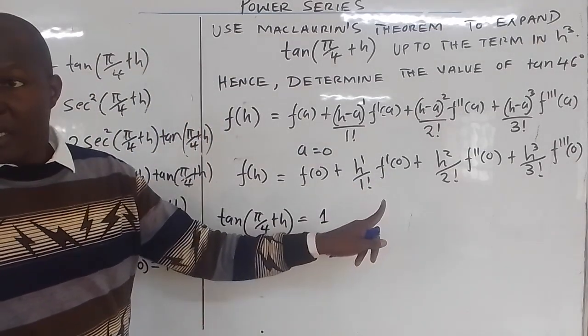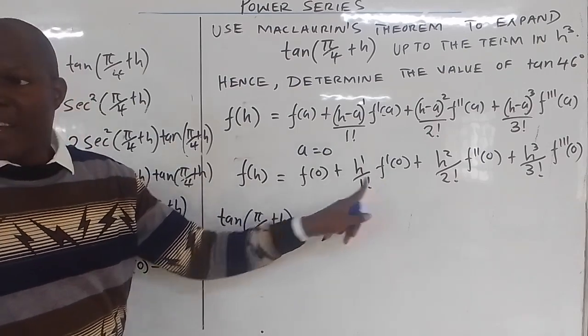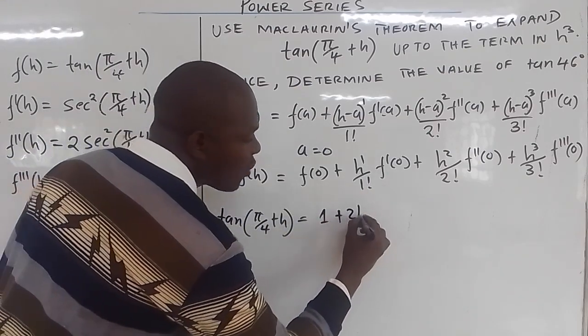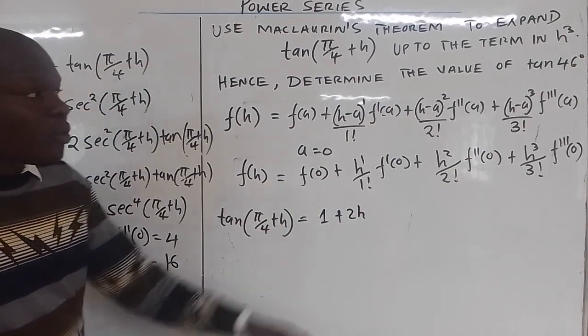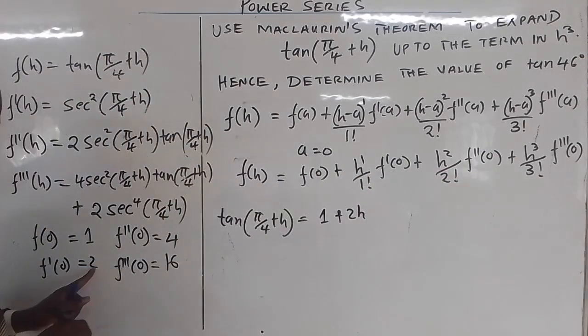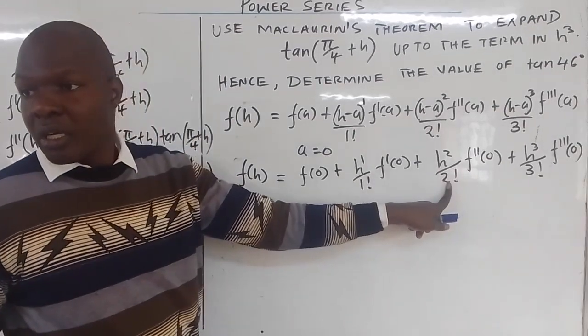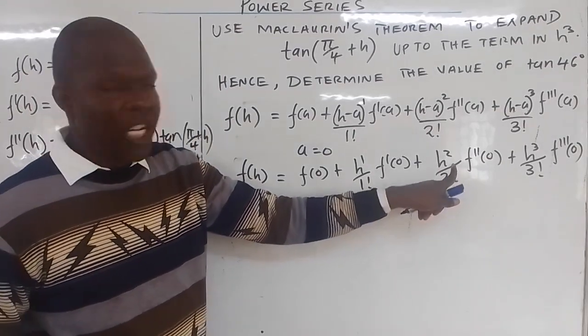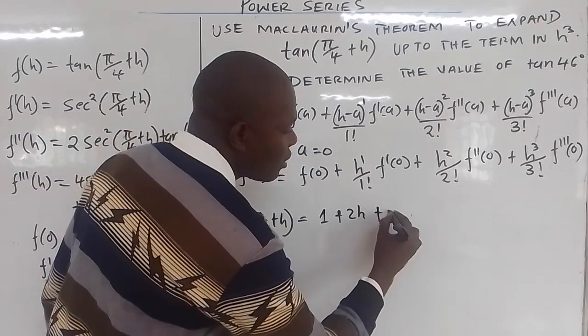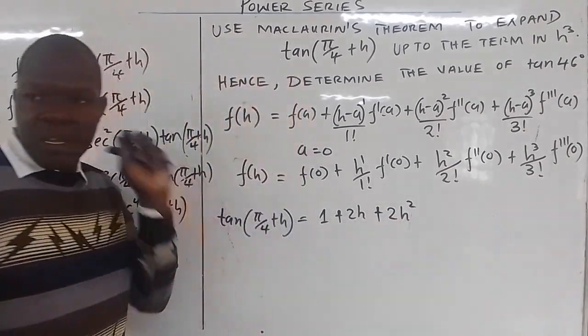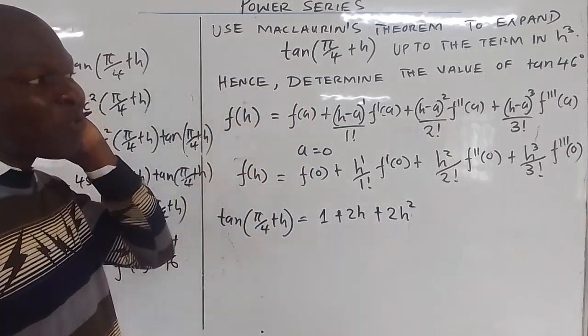Are we together? So 2 times h raised to power 1 divided by 1 factorial, so you just get plus 2h. Then you move, what is f double prime of 0? Is 4. So 4 divided by 2 factorial, 2 factorial is just 2. 4 divided by 2 is 2, isn't it? 2 times h squared, 2h squared. Are you seeing that? Move to the next one.